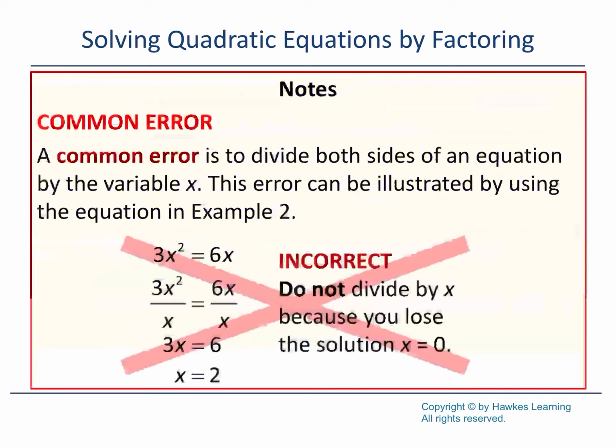So here's that one common error which people are tempted to make. We mentioned it before. You cannot divide by a variable because that variable might possibly be 0. You can't do it.